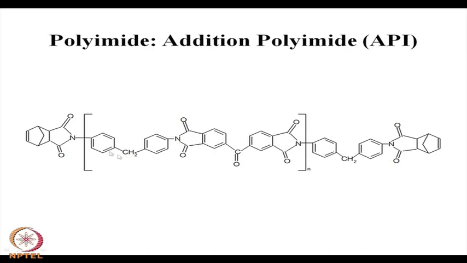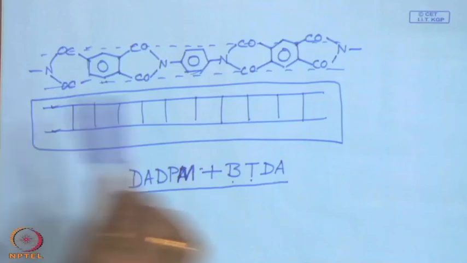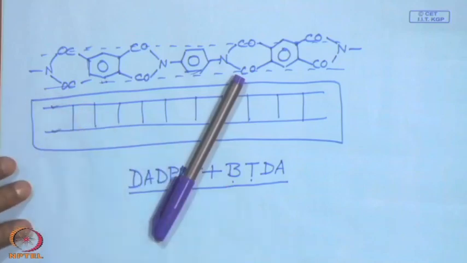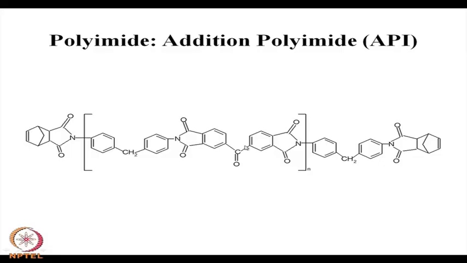imide linkage. So, here you see methylene linkage is there, CO linkage is there, that imparts some flexibility to this polyamide. This is also a polyamide and this is also another polyamide, but their properties are different. Properties of this polyamide is different from the properties of this polyamide. Apart from this flexibility, this polymer can be further kept in the reactive form known as addition polyamide.